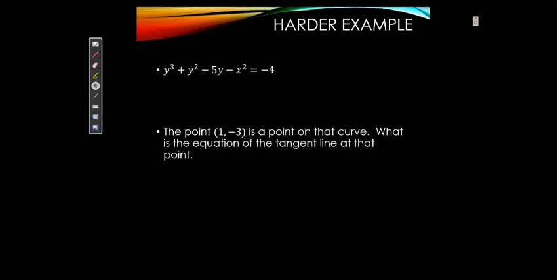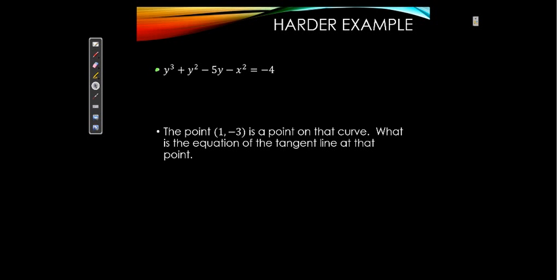Alright, I want to do a couple more examples for implicit differentiation. Here's a popular question you can be asked. If you have an implicit function and they want to know at the point 1 comma negative 3, what is the equation of the tangent line?